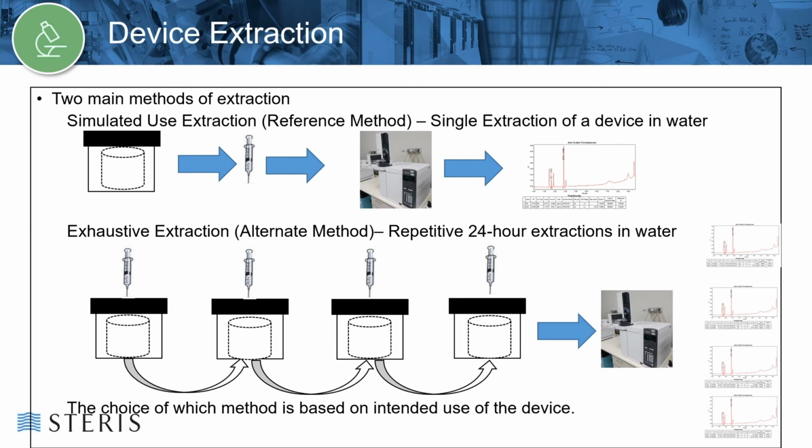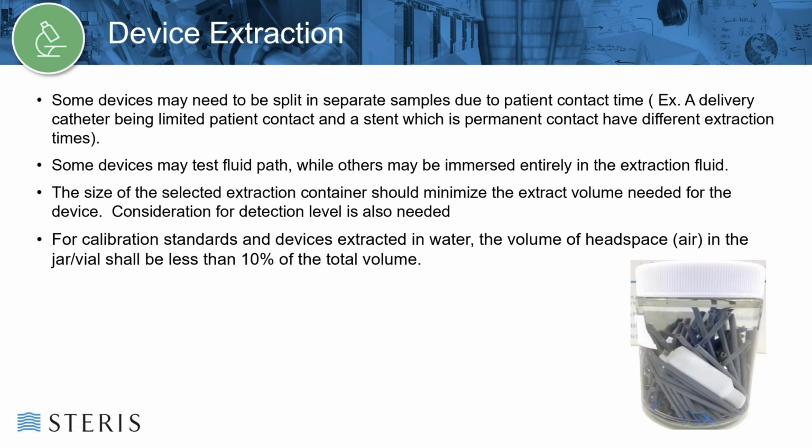There are two main methods of extraction identified in ISO 10993-7. The simulated use method involves a single extraction of a device in water. A portion of the extract solution is used for injection into the gas chromatograph, and the amount of our residue is measured. The second method is an exhaustive extraction, which involves repetitive 24-hour extractions. The extract is analyzed after each 24-hour extraction to determine the amount of residue in the sample.